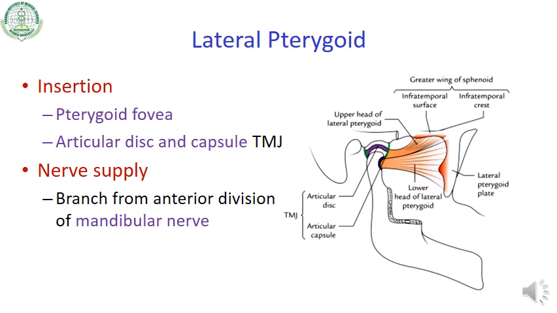Now nerve supply, as other muscles of mastication are supplied by mandibular nerve, this is also supplied by mandibular nerve. The branch of mandibular nerve, which is called as anterior division of mandibular nerve, is supplying to the lateral pterygoid.